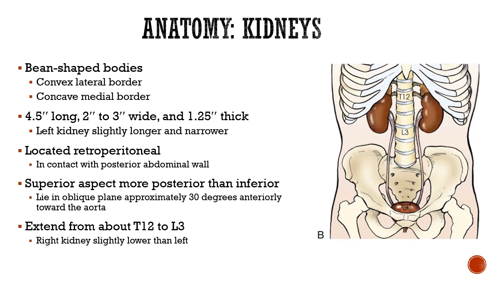The kidneys are located retroperitoneal, which means that they're in contact with the posterior abdominal wall. The superior aspect is more posterior than the inferior, and that means they lie in an oblique plane. Now that plane is approximately 30 degrees anteriorly toward the aorta. The kidneys extend from about T12 to L3, and the right kidney is slightly lower than the left.